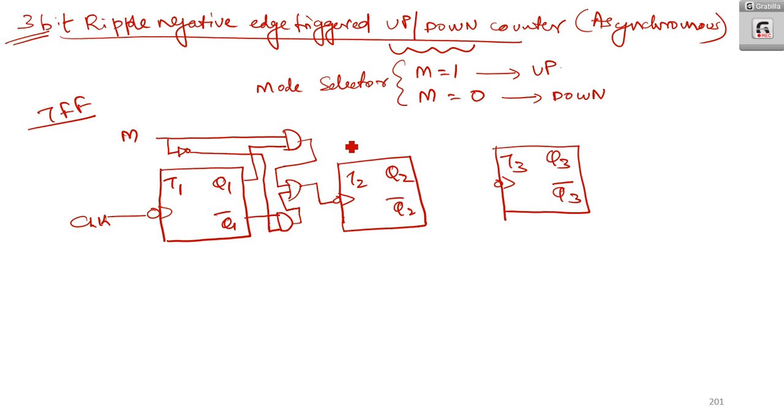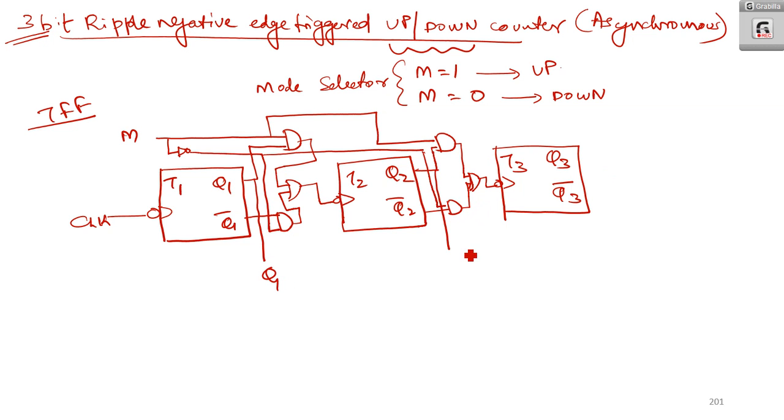Now the same is repeated. Here I need to repeat Q2: Q2 I should AND with M, and Q2 bar I should AND with M bar, and then I should OR those and give it to T3. And my outputs are Q1, Q2 and Q3. These three are my outputs.